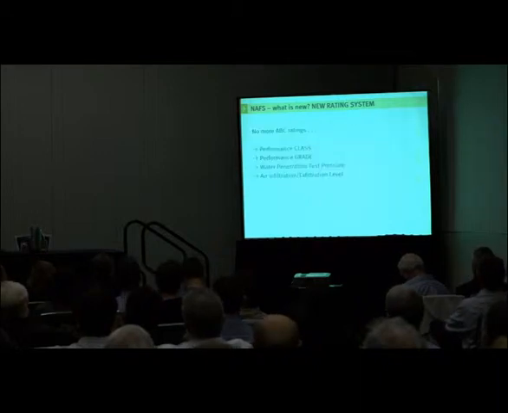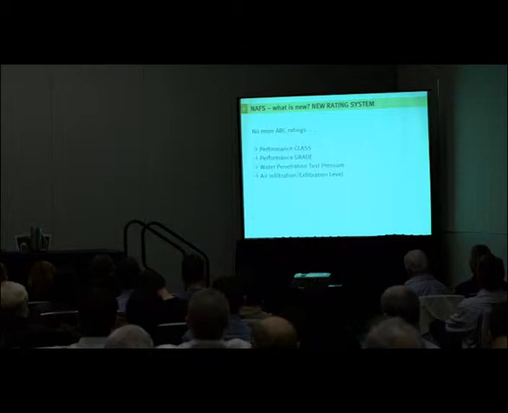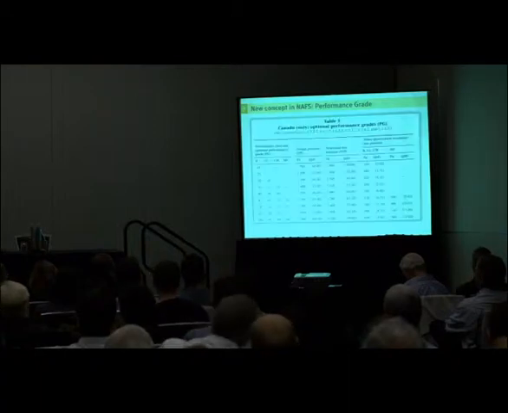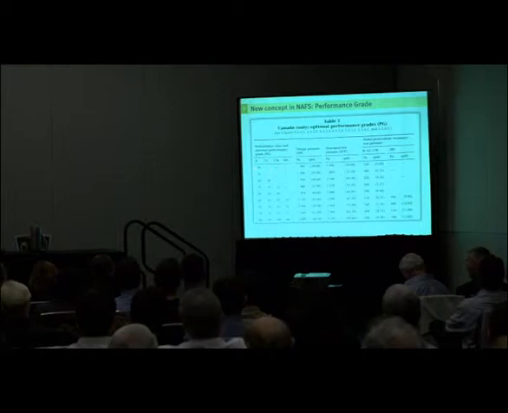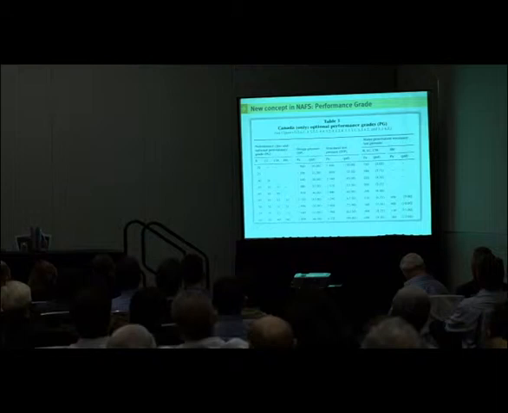So, no more ABC ratings. We're talking performance class, performance grade, water penetration test pressure, and air infiltration, exfiltration level. These are the properties now we're talking about with regard to performance ratings. And these are summarized in Table 3 within NAFS. And here's what we're seeing. We have performance grades ranging from 15, 20, 25, 30, 35, 40, all the way to 100.